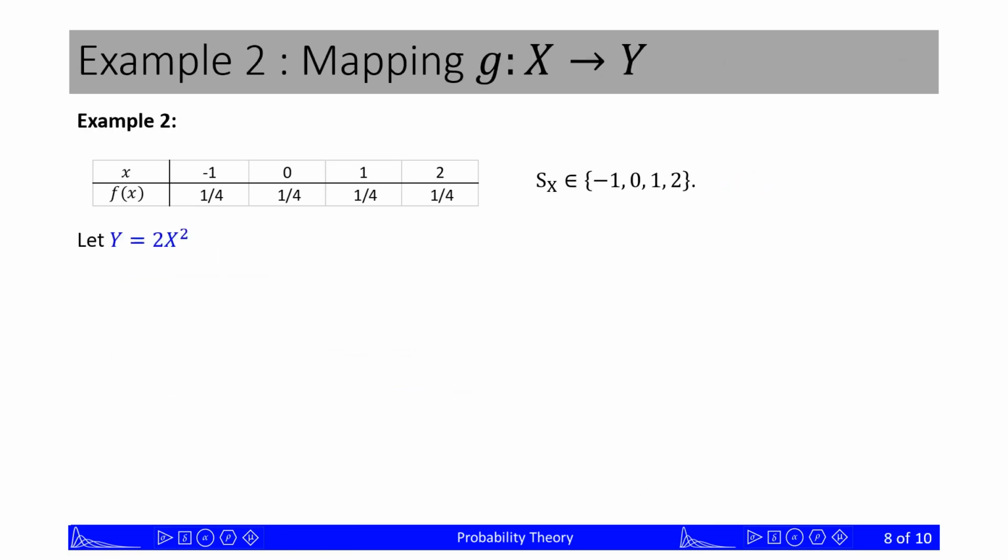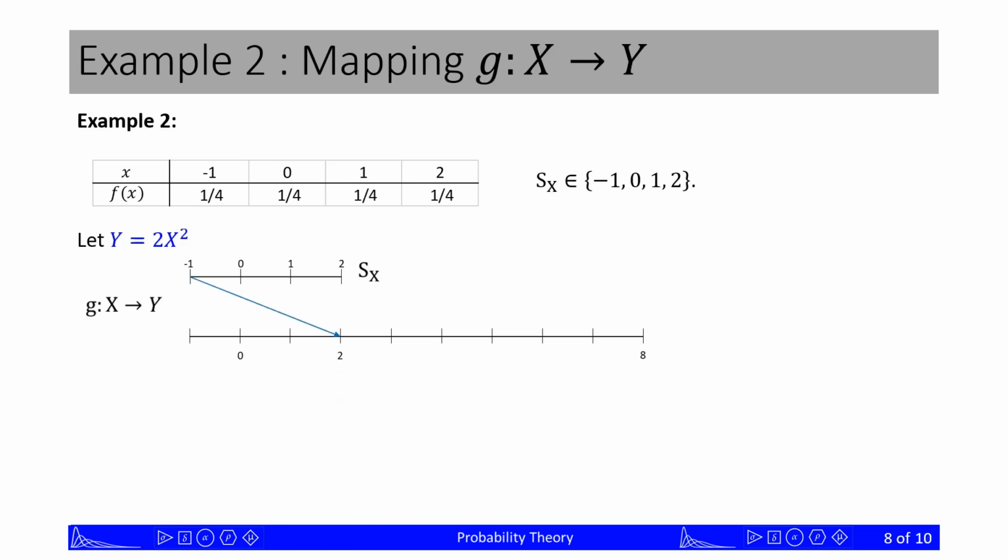For example 2, we start with the same discrete uniform distribution for x. However, this time we apply a 2-to-1 function to x, namely y equals 2x squared. We start with the number line for x, we map x to y using y equals 2x squared, and we see that -1 maps to 2, 0 maps to 0, 1 maps to 2, and 2 maps to 8. Now, if the support of x also included -2, it would map to 8 as well. Of course, x equals -2 is not in the support of x, but it shows that this transformation is symmetric about x equals 0. The support of y is 0, 2, and 8.